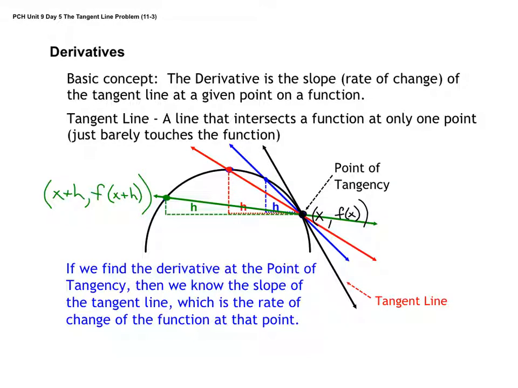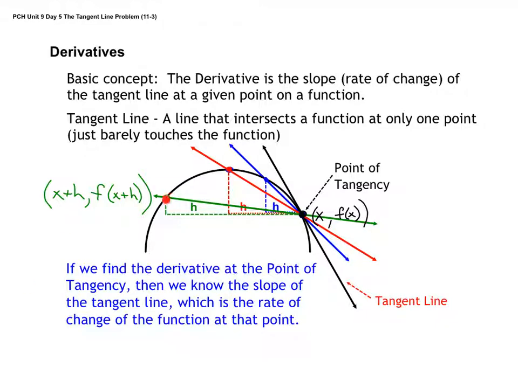So, in our case here, looking at this diagram, the moment we're looking at is what's known as a point of tangency. So we have that point of tangency. And this black line right here is called a tangent line. The derivative will give us the slope of this tangent line.